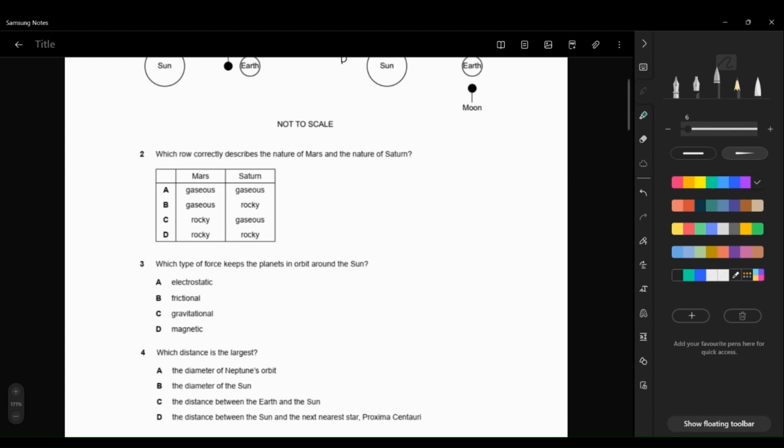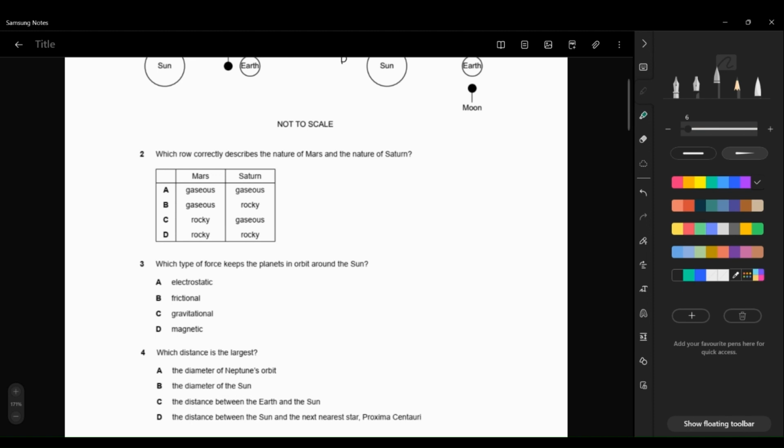What are the inner planets? In increasing order from the Sun, it's Mercury, Venus, Earth, and Mars. The outer planets are Jupiter, Saturn, Uranus, and Neptune. Dividing them, you have the asteroid belt.